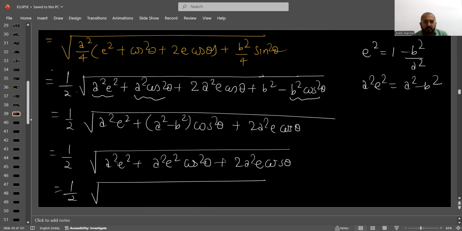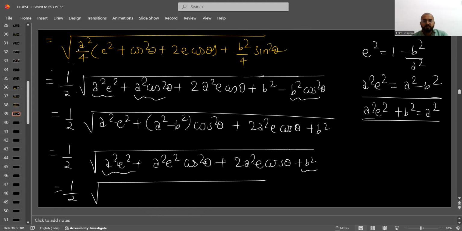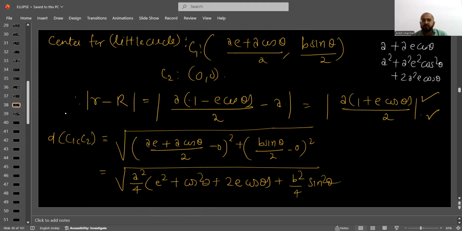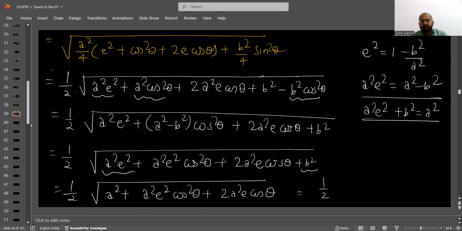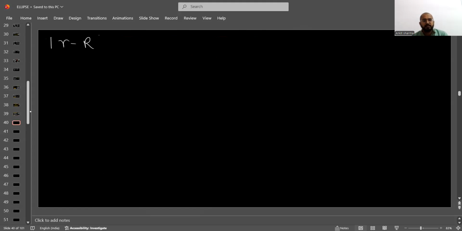So the only issue is this guy. Okay, I see that I missed this term here. So this is plus b square. I missed it. So b square, if I take it here inside, then I know from this equation that a square e square plus b square is nothing but a square. So that means I'll be writing this term plus this term as simply a square plus a square e square cos square theta plus 2a square e cos theta. And this is nothing but what we have written here, which is square root of half of (a plus a e cos theta). So we have proved that the difference between the radii is nothing but the distance between their centers.